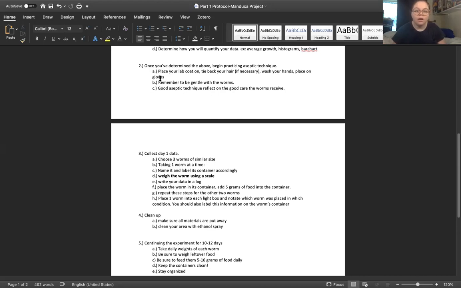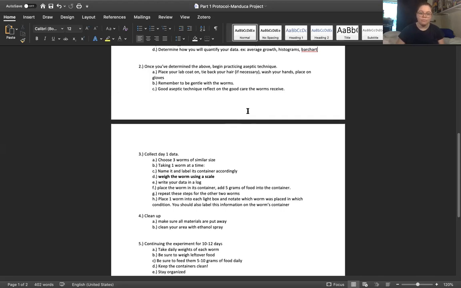But I always tell the students, be careful and be gentle with the worms. They're pretty sturdy. You can handle them pretty well. You're not going to squish them, but they are our animals. So as scientists, it's really, really important to respect our models and to treat them with care, right?